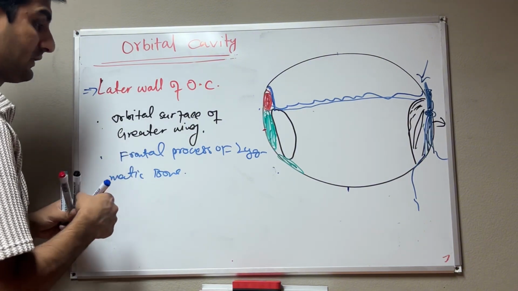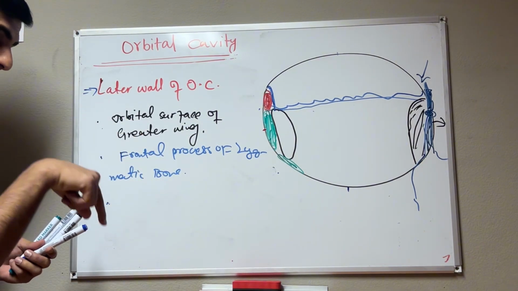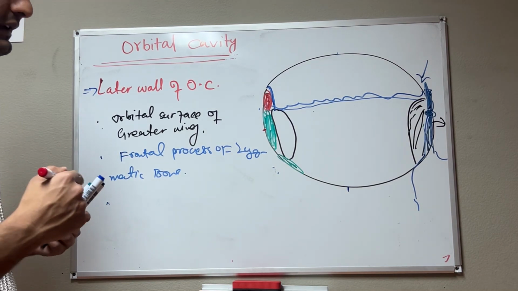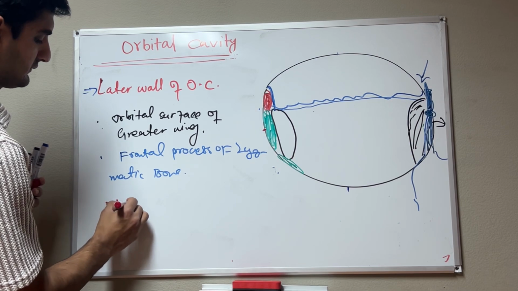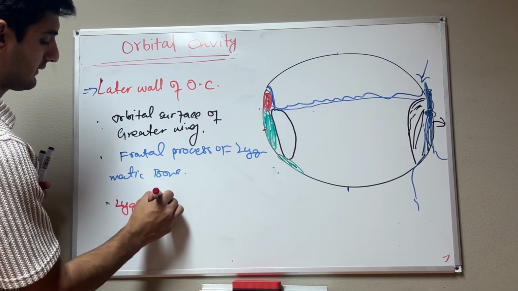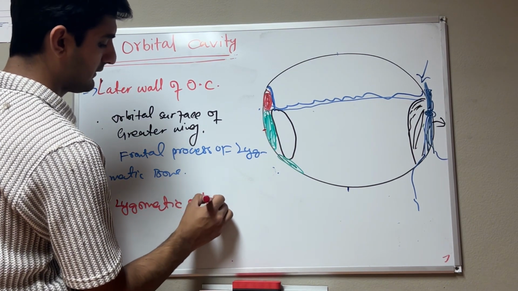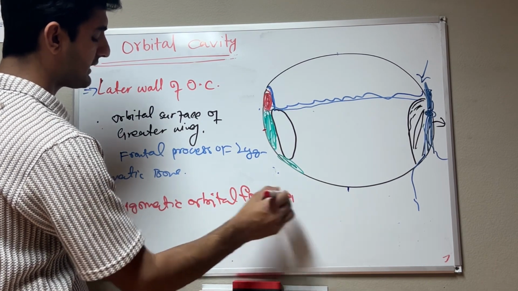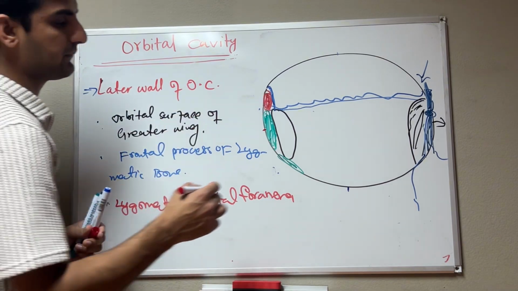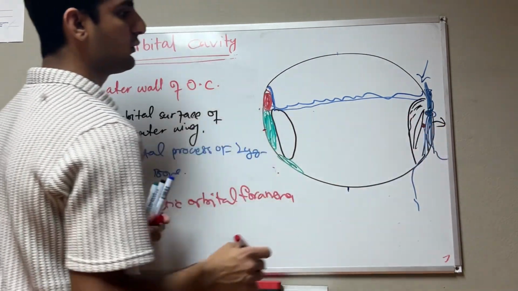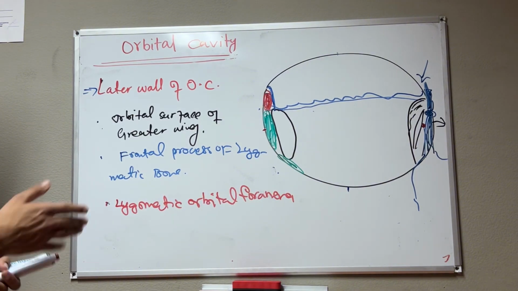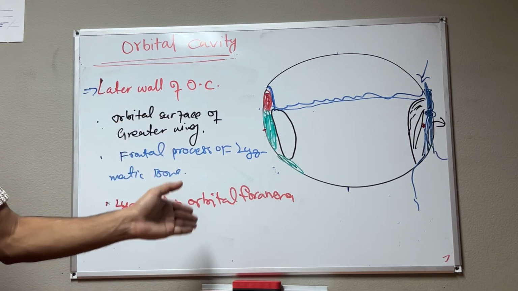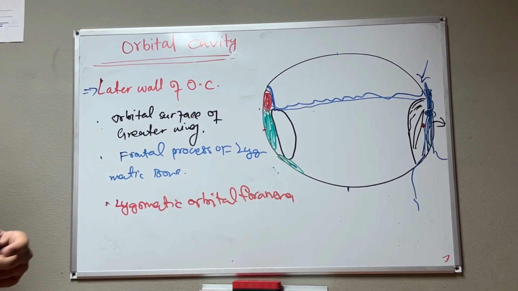Okay, and in the orbital surface of the zygomatic bone, we have a foramen. Its name is the zygomatic orbital foramen. These are the formations which take part in the lateral wall of the orbit. Its name is the zygomatic orbital foramen. These are the bones and formations which take part in the lateral wall of the orbital cavity.